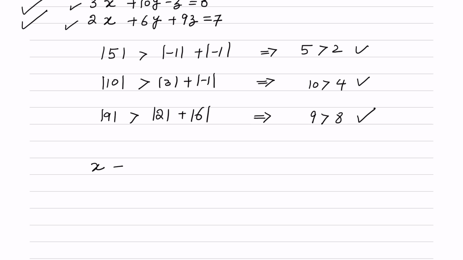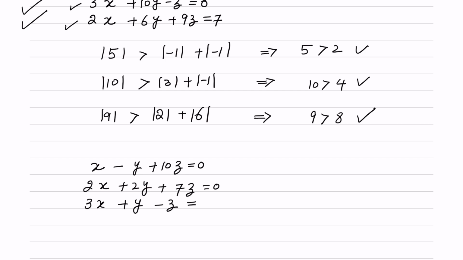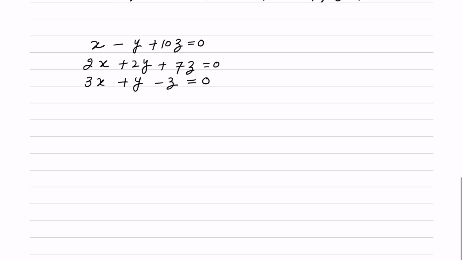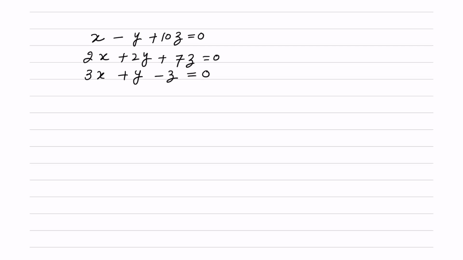We have a system of equations x minus y plus 10z is equal to 0, 2x plus 2y plus 7z is equal to 0, 3x plus y minus z is equal to 0. Let's check if this system is diagonally dominant or not. So from the first equation, the diagonal coefficient is 1 along with the variable x. So 1 absolute should be greater than the other two coefficients, minus 1 absolute plus 10 absolute.